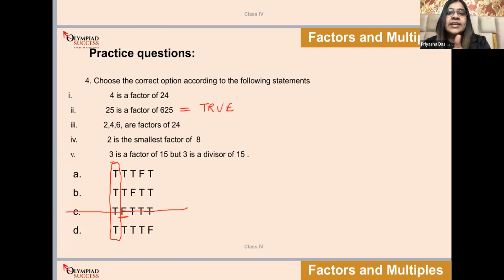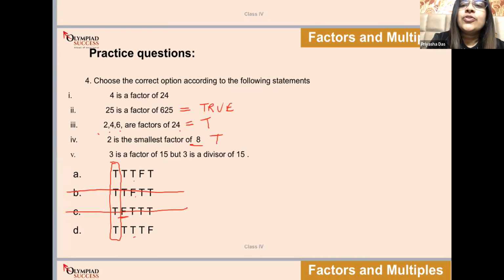Now, again, look at it. True, false, true. If I'm able to prove that statement number 3 is false, I will get my answer. Otherwise, I will eliminate one option. 2, 4, and 6 are factors of 24. Yes, because all these 3 numbers divide 24. So they are factors. True. Option B, gone. Now, what's the only difference between A and D? The last 2 sentences. 2 is the factor of 8, which is absolutely true or not?